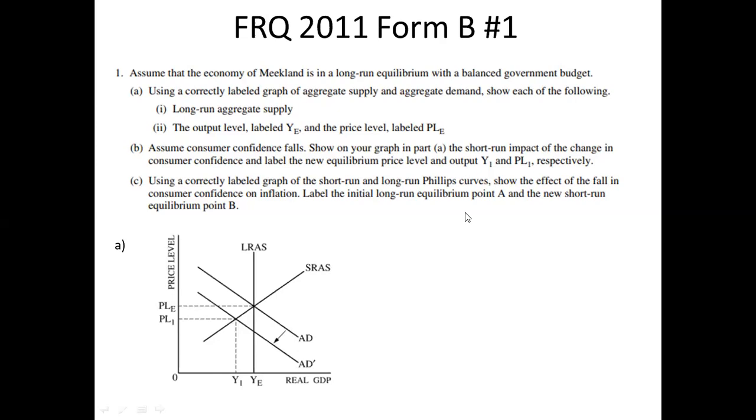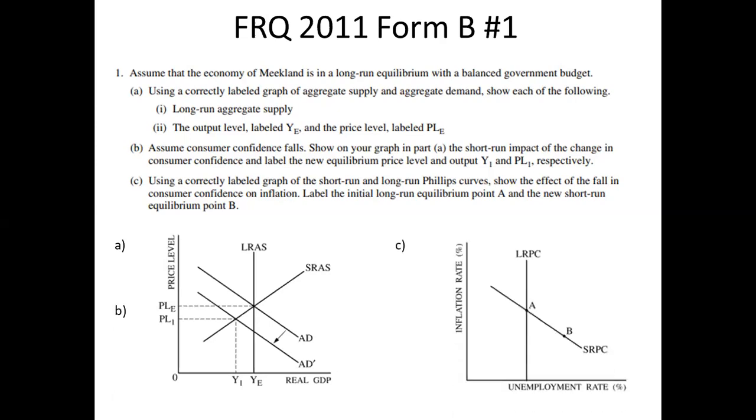All right, now C, we have to draw a second graph. Using a correctly labeled graph of the short run and long run Phillips curves, show the effect of a fall in consumer confidence on inflation. So, long run Phillips curve, vertical, okay? Short run Phillips curve, downward sloping, okay? It tells us, label the initial long run equilibrium point A and the new short run equilibrium point B. So, our initial point, we were at equilibrium. That means we are at where the two curves intersect on our Phillips curve.